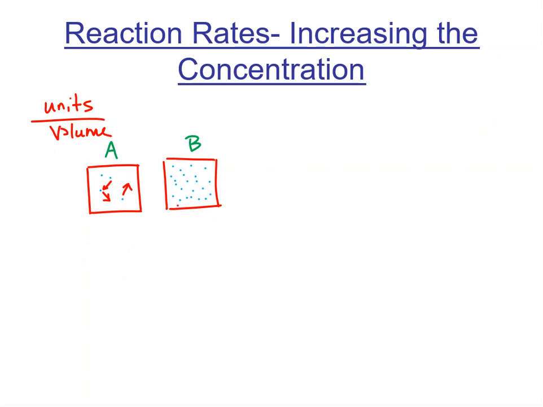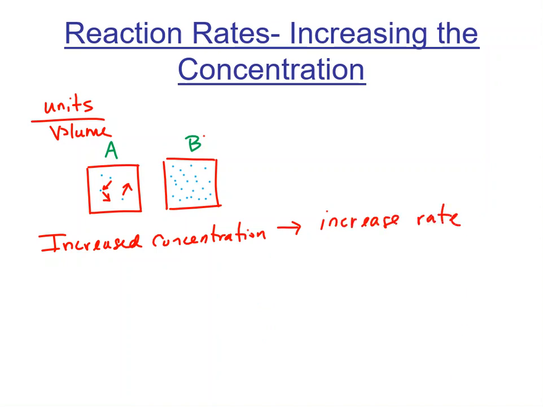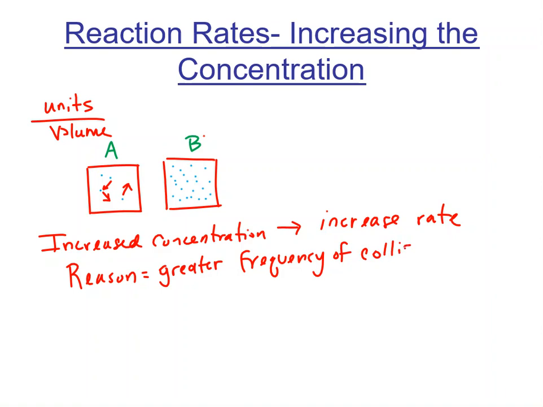Well, think of it like a highway. The more cars you have on the highway, the more likely you are to collide with other cars. So increased concentration will increase the reaction rate. The reason why it increases the reaction rate is because you have a greater frequency of collisions when things are jammed closer together.